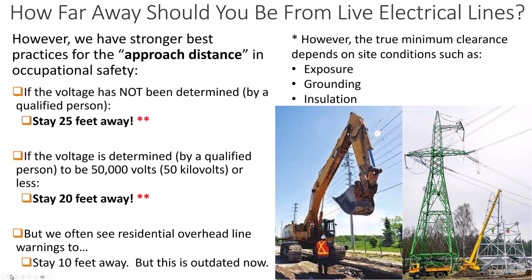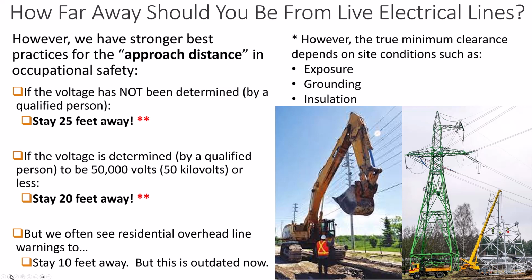When we start talking about general things for the purposes of our test and safety best practices, I've got a few numbers here that you need to memorize for a test. Two numbers, 25 feet and 20 feet. Best practices say the approach distance when the voltage has not been determined should be 25 feet or more away. So if you don't know what the voltage is of that transmission tower, you need to stay 25 feet away.